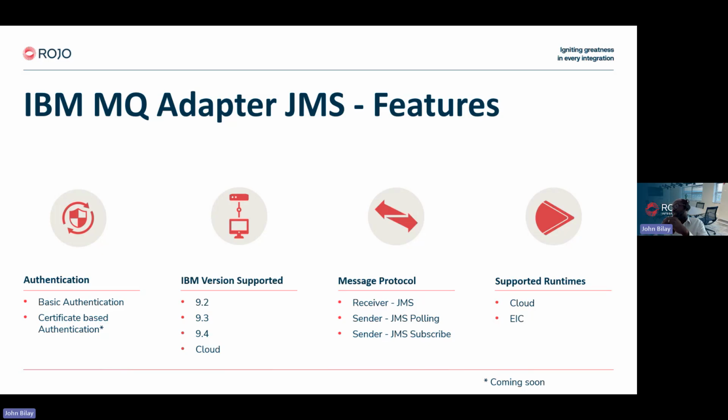From a protocol perspective, on the receiver side, you have JMS, because this is the JMS that I'm talking about. And on the sender side, you have JMS polling and you have subscriber. The difference between polling and subscribing is obviously that with polling, you can tell it that every minute it goes to fetch messages in the queue, whereas the subscriptions remain subscribed and pick up messages immediately when they arrive. As I talked about, the runtime covered is both cloud, and you can also run it on ICE, Edge Integration Cell, if that's your use case.